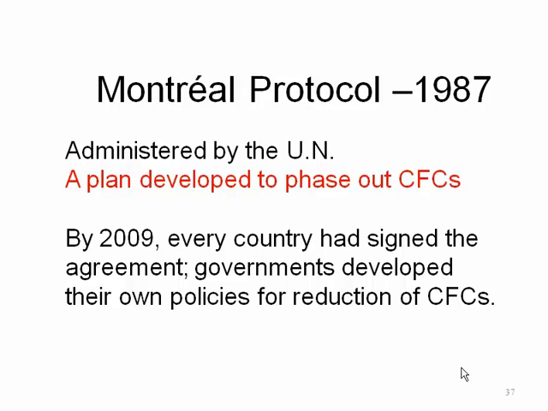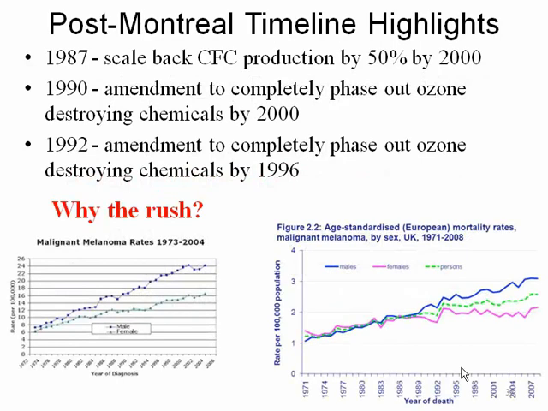From 1987 to 2009, virtually every country had signed the agreement, and governments developed their own policies for the reduction of CFC production and use. There's a very interesting timeline that took place following the Montreal Protocol. The initial commitment by countries in 1987 was to scale back CFC production by only 50% in the year 2000. So in 13 years, global production and use would be reduced, was the original goal.